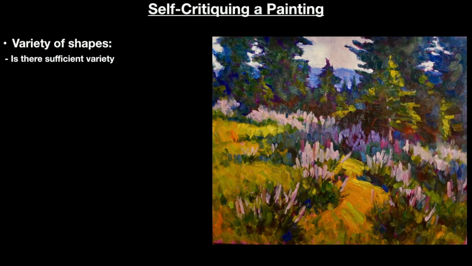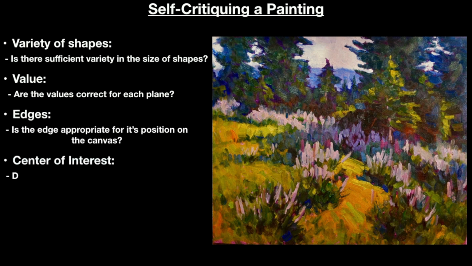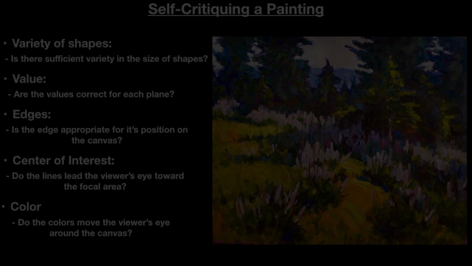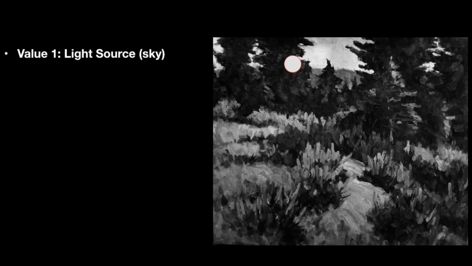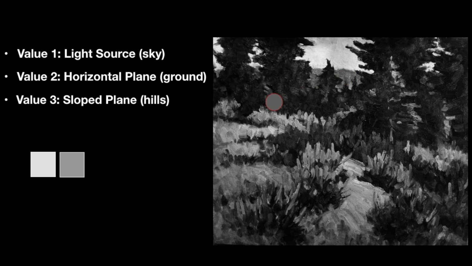And one of the more powerful ways of self-critiquing is to get back to the idea of the variety of shapes, the values, the edges. So very important to establish that center of interest, the lines that lead to it, and what the edges are doing to contribute to that center of interest. Also the various color: are there colors that are distracting from that? So it gives us something to ask about and then something to go and address. Are the values not in the right place for the value planes?